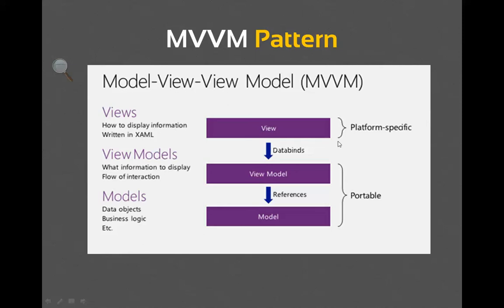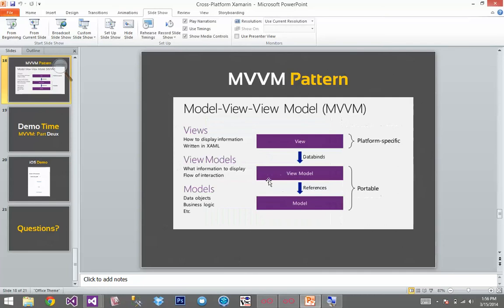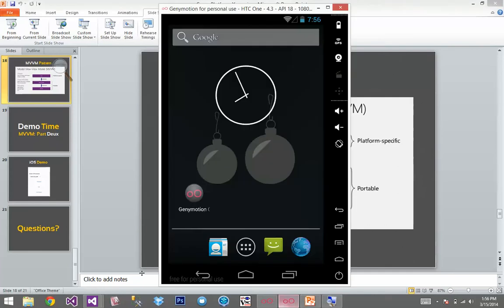You just have this data binding between your view and your view model, and then you have the model that you're going to be populating inside of your view model. All of this is portable, and you can completely use it across each platform. So we'll go into the Android version of it, and I'll show it really quick.